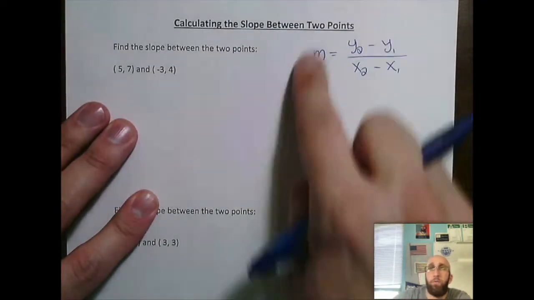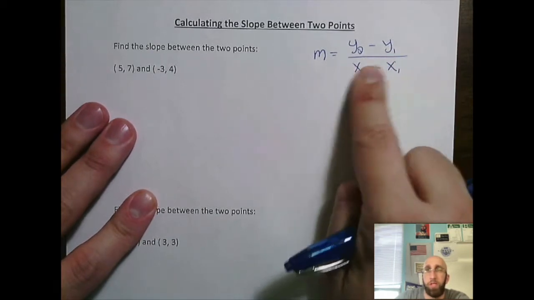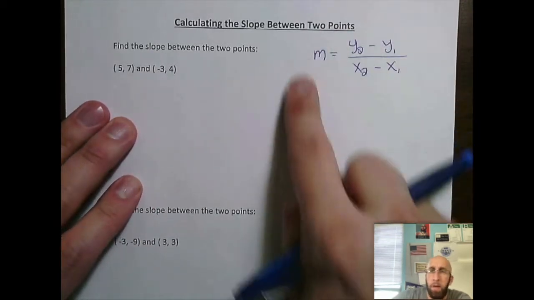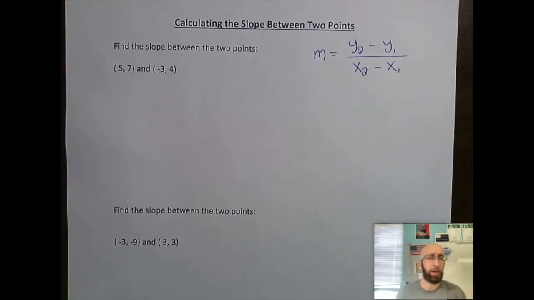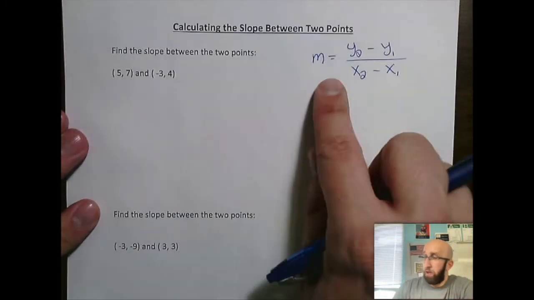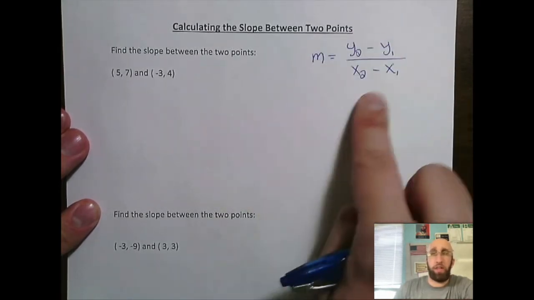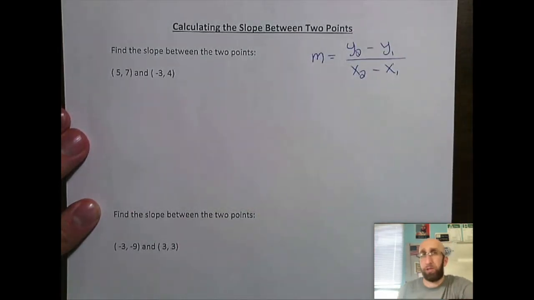The formula we're going to use is m equals y2 minus y1 divided by x2 minus x1. Most places you would see this and need this, this formula is given to you, so it is there. It's really not that hard of a formula to remember in itself. So y2 minus y1 divided by x2 minus x1. If we follow this formula, we will be able to calculate the slope between 2 points.